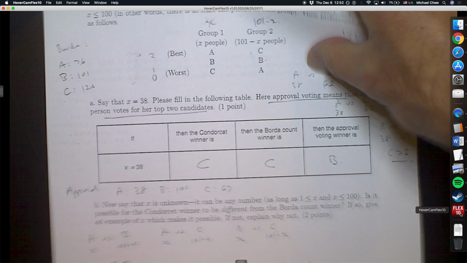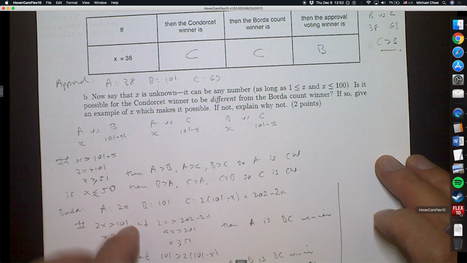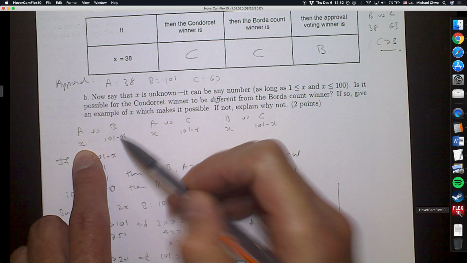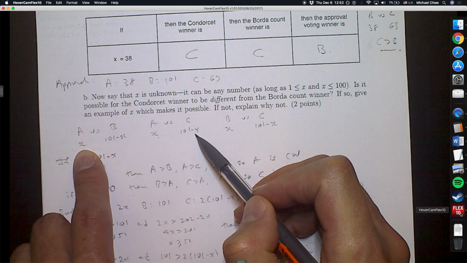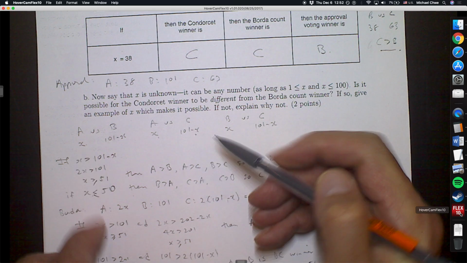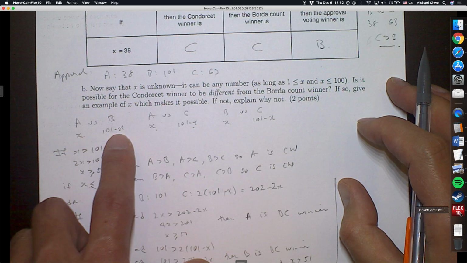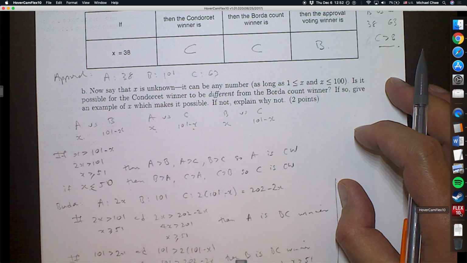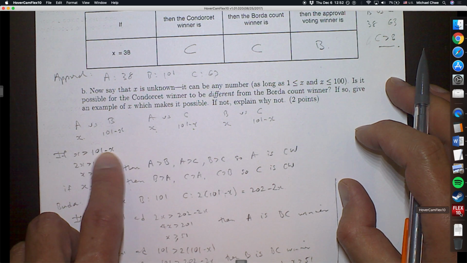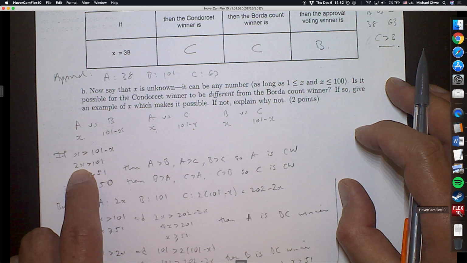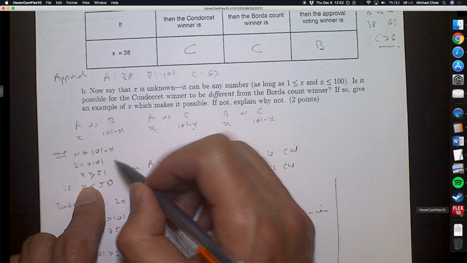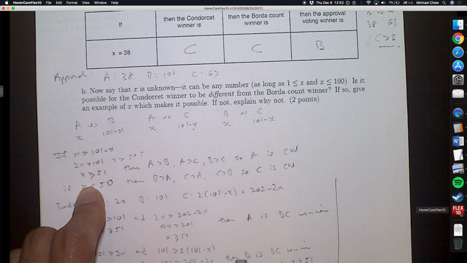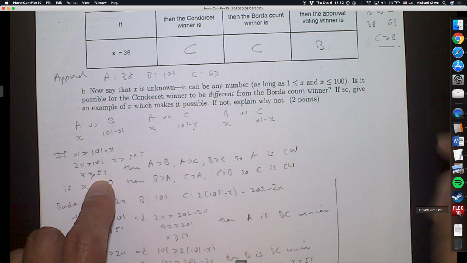So if you want to do it the math way, to see what will be the Condorcet winner, you just say, for A to be the Condorcet winner, this number has to be bigger than this, and this number has to be bigger than this. Does that make sense? So if X is big, that means A beats B and C by majority. So in other words, X is bigger than 101 minus X, and I do some math. That's saying that 2X is bigger than 101, which is the same thing as X is bigger than 50.5, but X has to be a whole number. So that means that X has to be bigger than or equal to 51. Does that make sense?